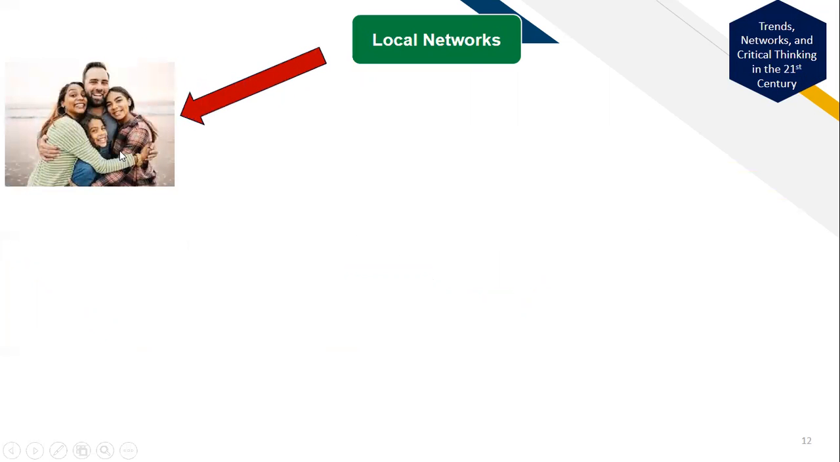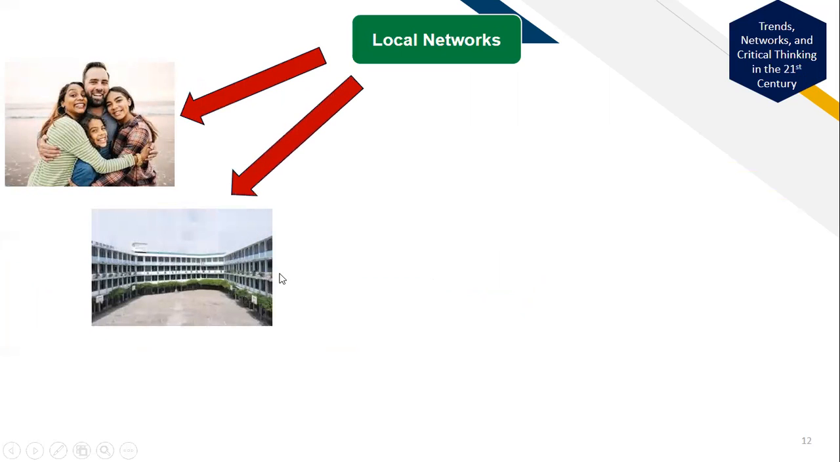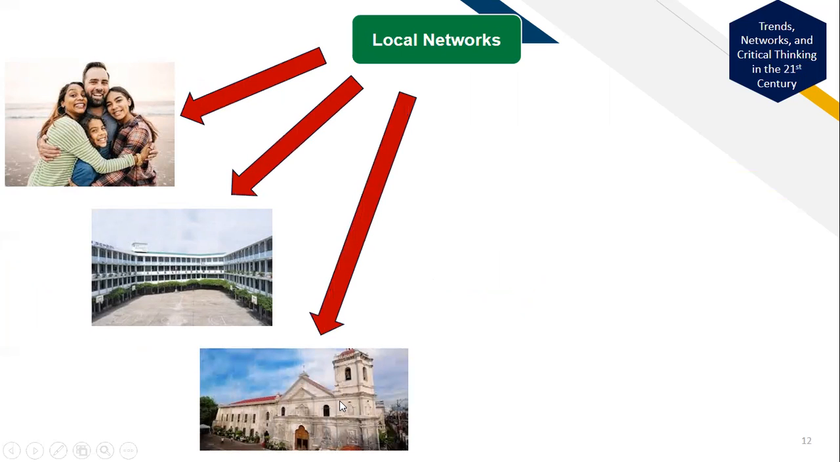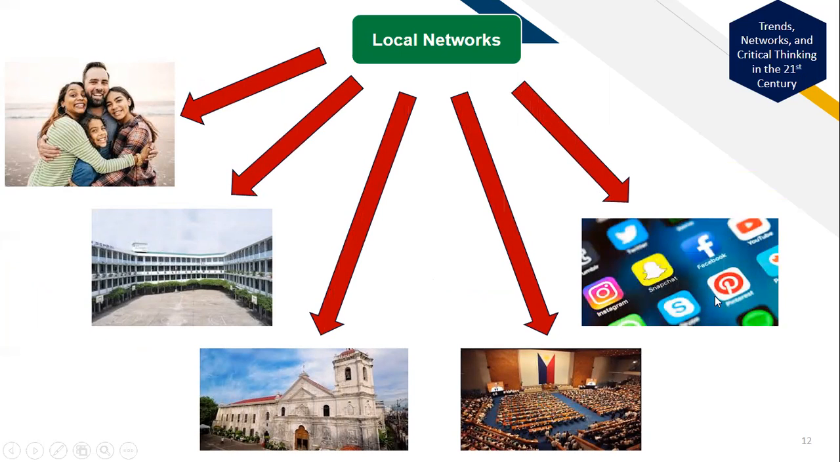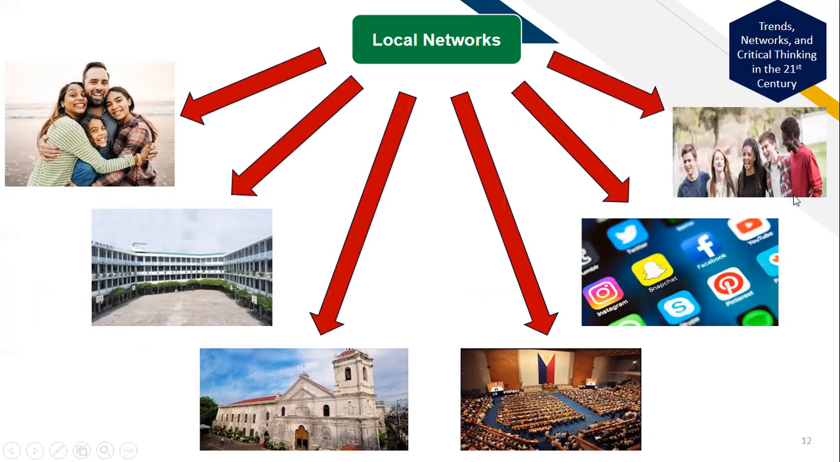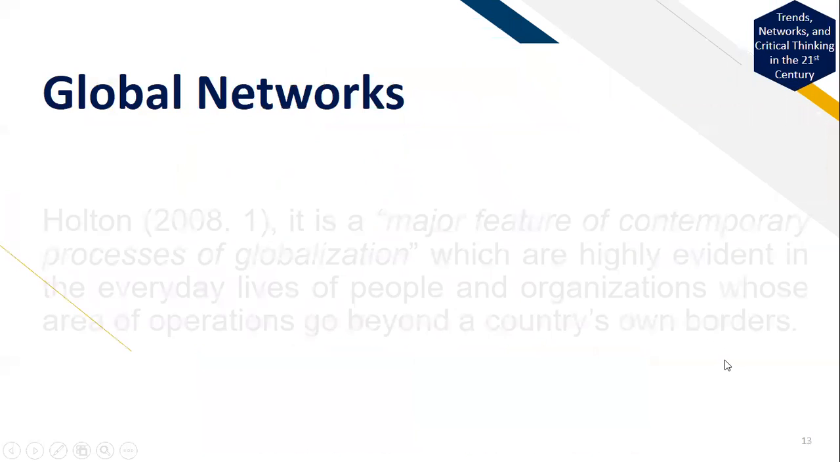So, what are the local networks? So, meron tayong tinatawag na family, meron tayong tinatawag na school, meron tayong tinatawag na religion or church. Next is, of course, government. And next is social media. And lastly is, of course, friends. So these institutions are what comprise local networks. So next is of course global network.